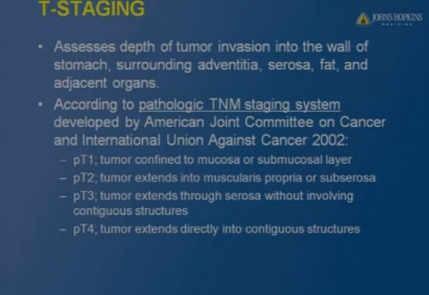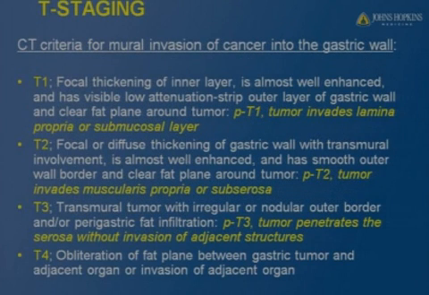In T staging, we assess the depth of tumor invasion into the wall of the stomach, to the surrounding adventitia, serosa, fat, and adjacent organs. According to the TNM classification system by the AJCC, there are 4 stages on this T. Pathologic T1, when the tumor is confined to the mucosa and submucosa. In T2, it extends into the muscularis propria or subserosa, but we still see a clear fat plane. In T3, we see the tumor extending through the serosa without involving the contiguous structures, and in T4, the contiguous structures are involved. Now, what do we see in CT?